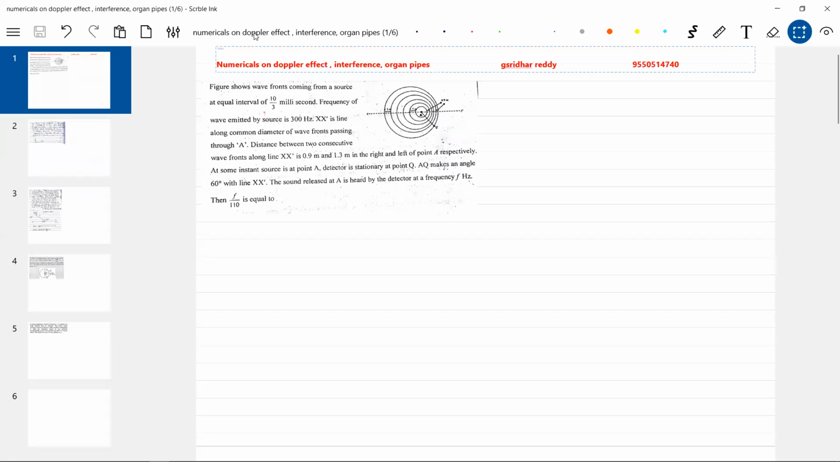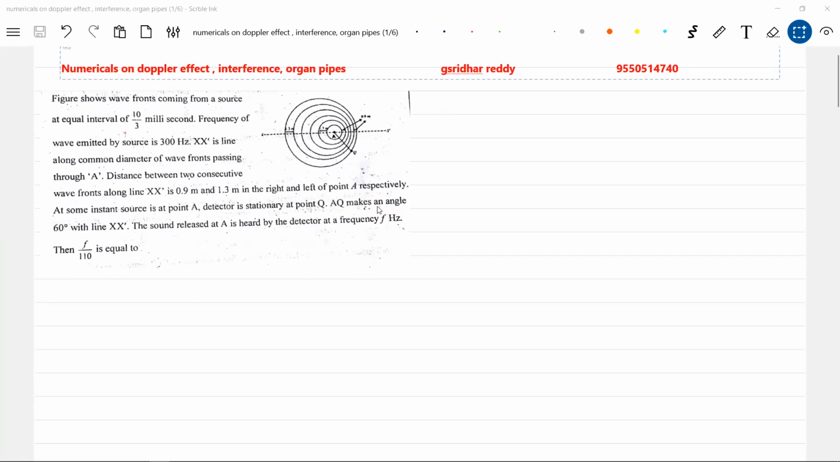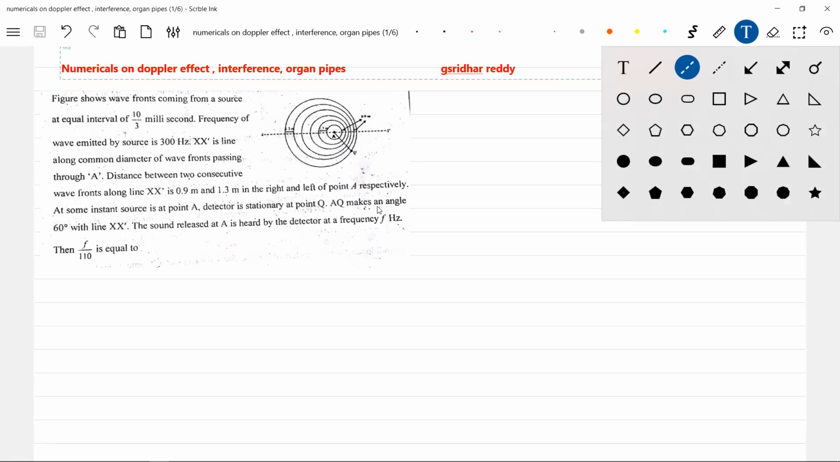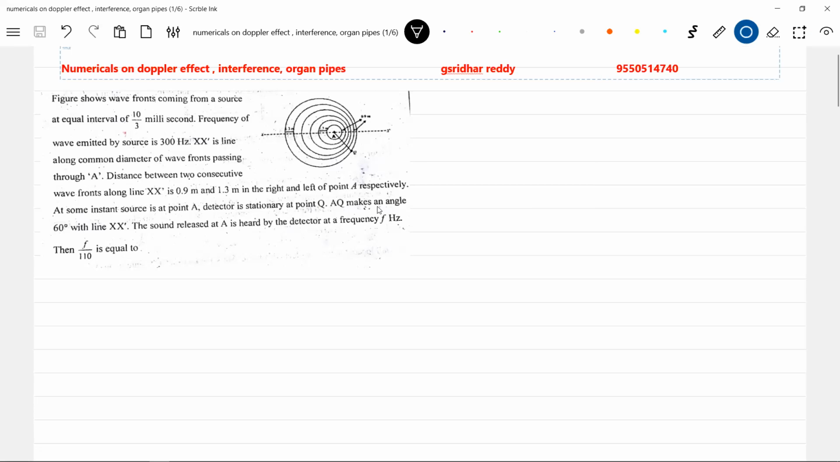Okay, read the question. Now, he has given the wavefronts, so with the help of these wavefronts, we are supposed to analyze the condition. 0.3 meter. So I'll draw the diagram. Most of you are telling, sir, the diagram is not clear. Let me draw the diagram. It'll take less time.